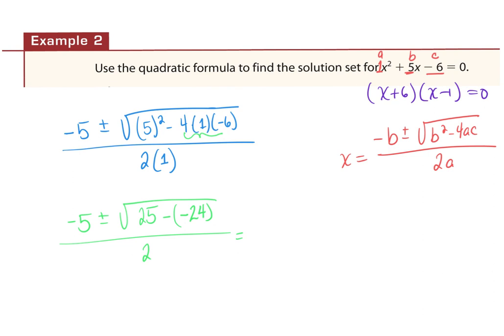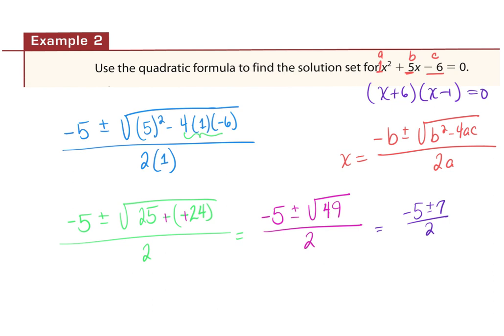All right, let's look. 25, this is plus. All right, 25 plus 24. So I have negative 5 plus or minus the square root of what? What is the square root of 49? 7. Now, when it looks like this, we're going to actually solve it, okay? I can add and subtract 7. If that had been the square root of 7, this would be your answer. You'd be done. But we can actually do this one.